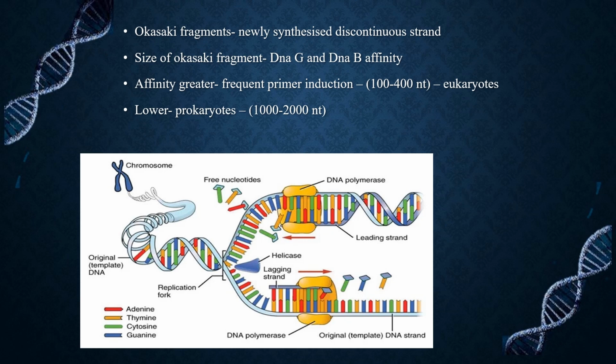The size of the Okazaki fragment depends on the affinity between primase and helicase. If the primase-helicase affinity is higher, there is frequent primer initiation, and this is seen in eukaryotes, so the Okazaki fragment size will be smaller, around 100 to 400 nucleotides long. When primase-helicase affinity is lower, the Okazaki fragment size is larger, as seen in prokaryotes, where around 1000 to 2000 nucleotides can be seen.